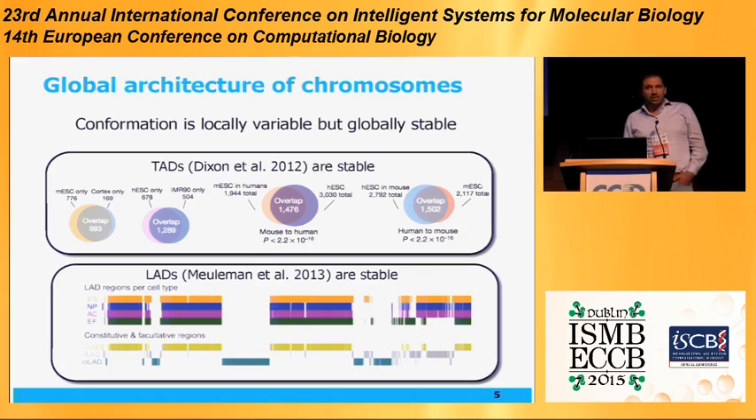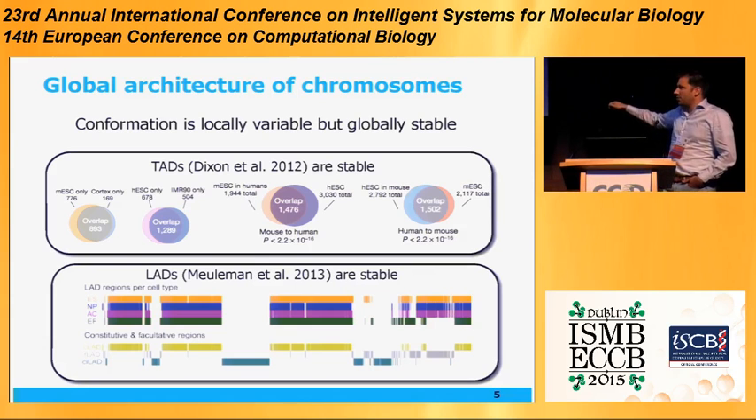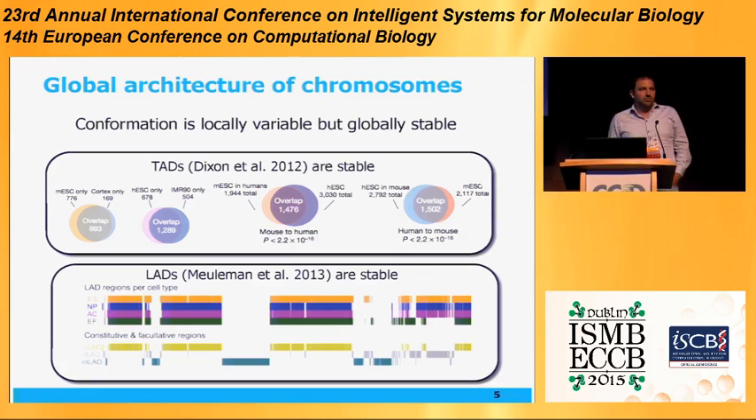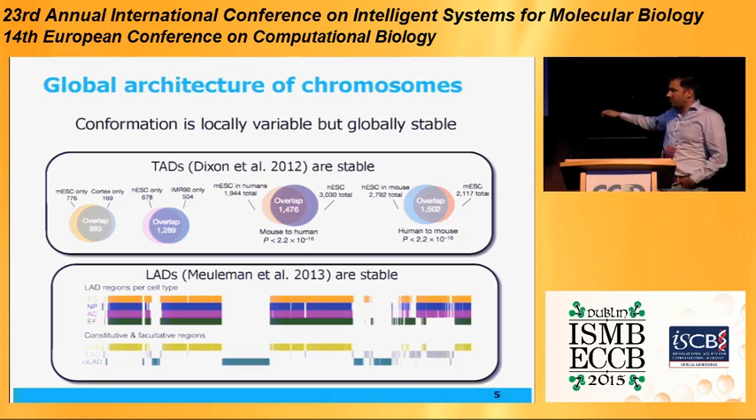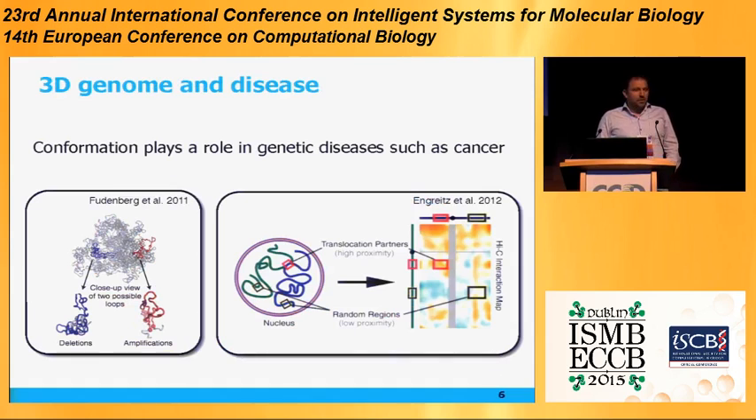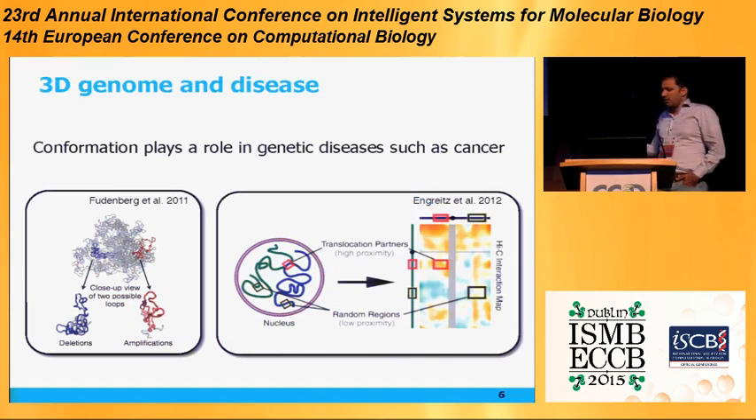Similar results have been obtained also by the Van Steensel lab, where they looked at lamina-associated domains, or these LADs, and they showed that actually most of the genome consists of these constitutive LADs, which are present in at least 4 different cell types. The 3D genome also plays an important role in diseases. It plays a role in, for instance, determining the translocation partners in cancer genomes and shaping the copy number aberration landscape in tumors.